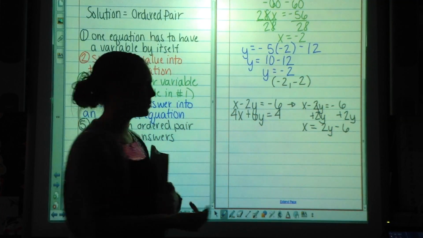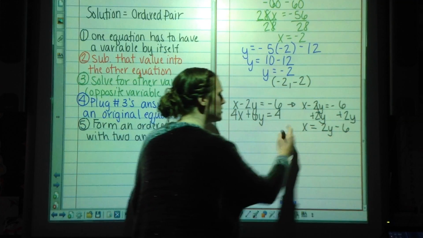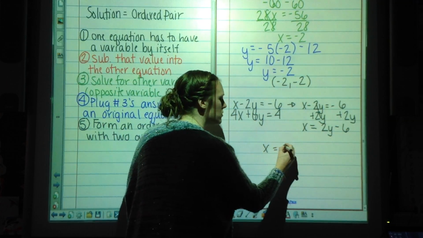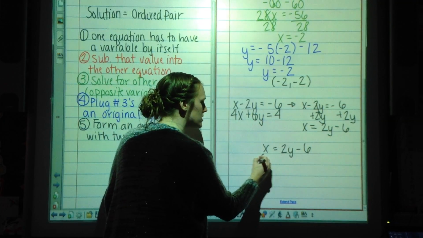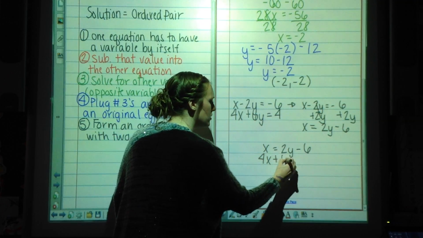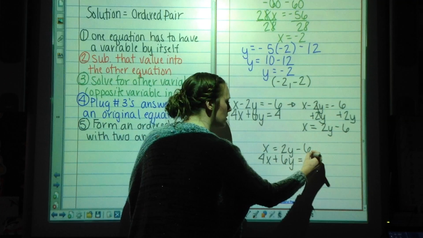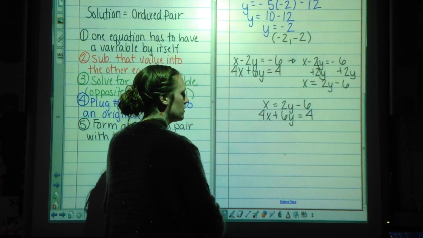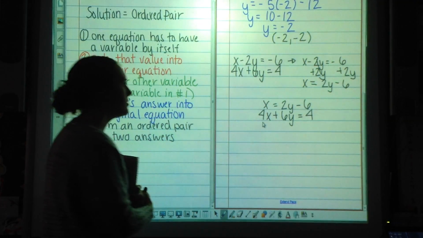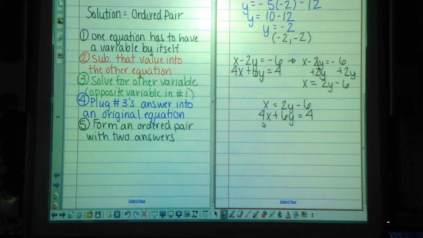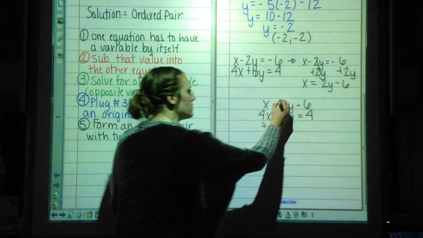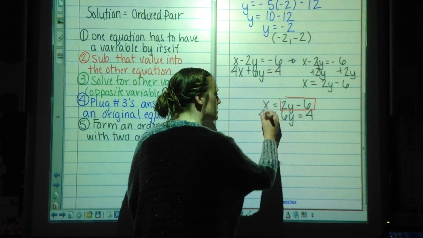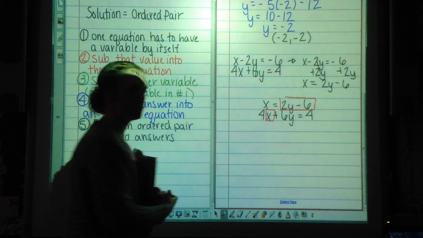I'm going to rewrite this so we can see it. Our first equation, x equals 2y minus 6. Our second equation we did not change. Okay, so the top equation we have a variable by itself, we can move on. Substitute that value into the other equation. So this time, this x value is going to be substituted in here.